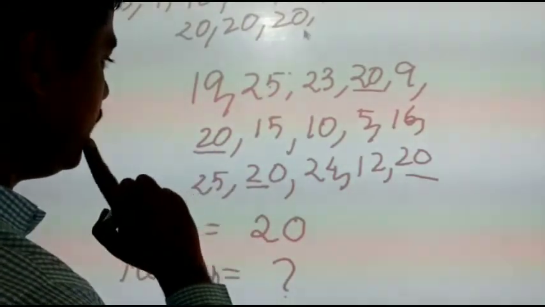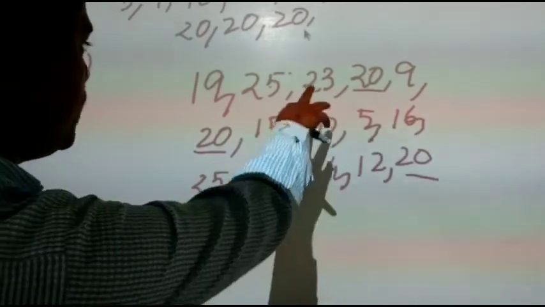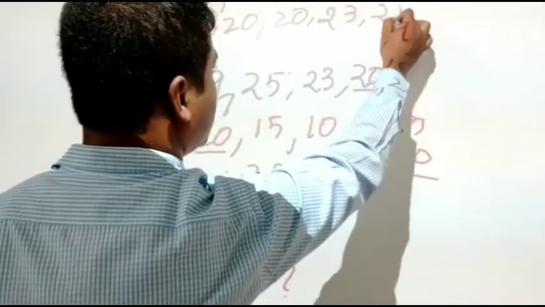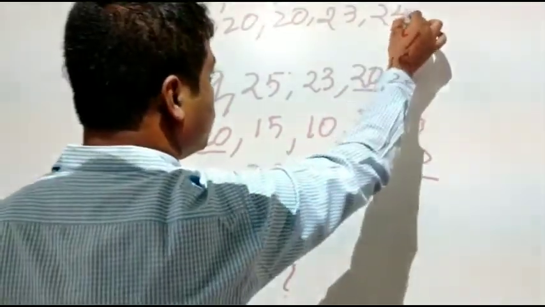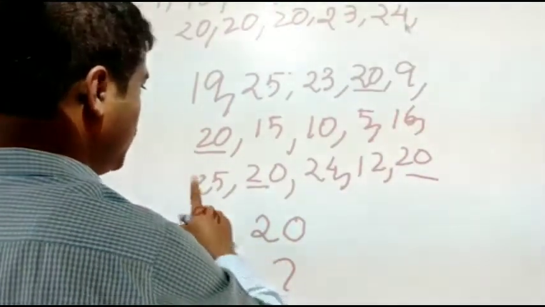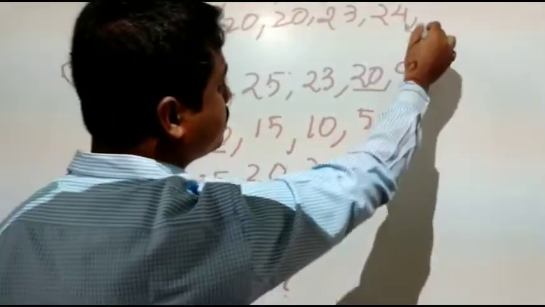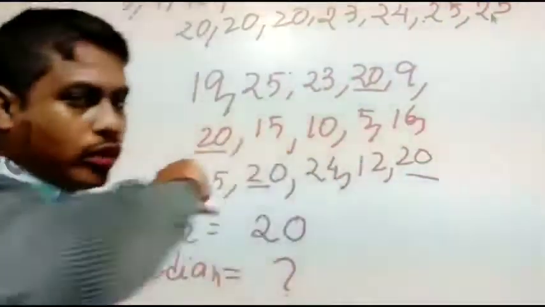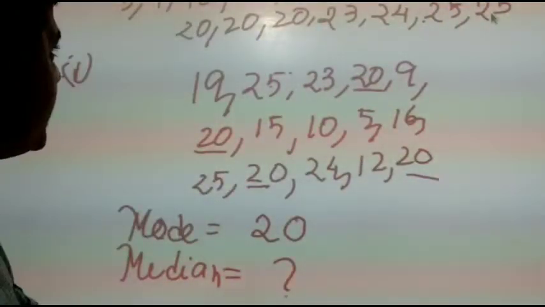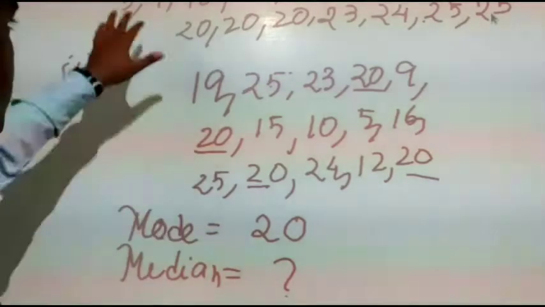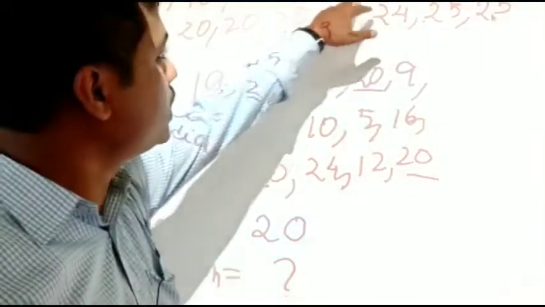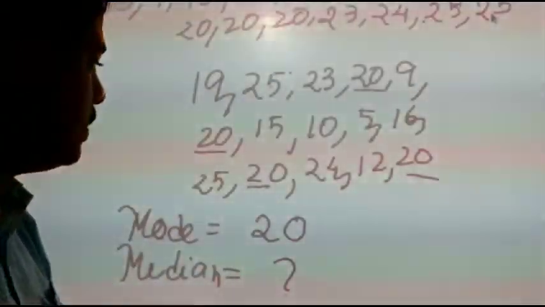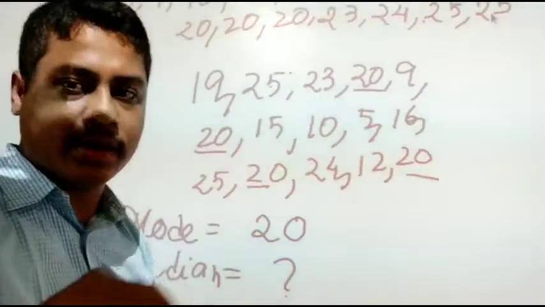Then we have next 23. Next we have 24. Next we have 25. 2 25s are there. So let us see how many numbers we have written. 1, 2, 3, 4, 5, 6, 7, 8, 9, 10, 11, 12, 13, 14, 15 numbers are there. Here also total 15 numbers are there.